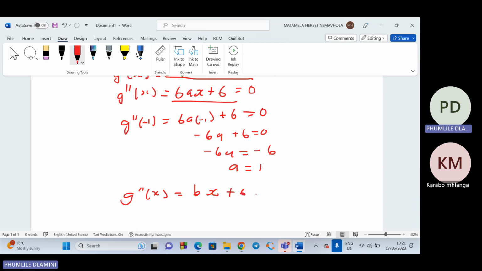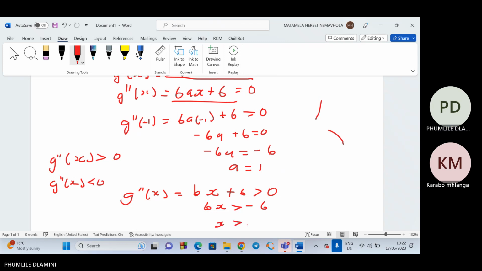So our g double prime of x is going to be equal to 6x plus 6. In order for a graph to be concave up, I showed you that the gradient must be increasing, and to be concave down, the gradient must be decreasing. So g double prime of x must be greater than 0 for the graph to be concave up, and less than 0 for it to be concave down. Because we are working with concave up, it must be greater than 0. Then 6x is greater than negative 6, and if you divide by 6 on both sides, x is greater than negative 1.